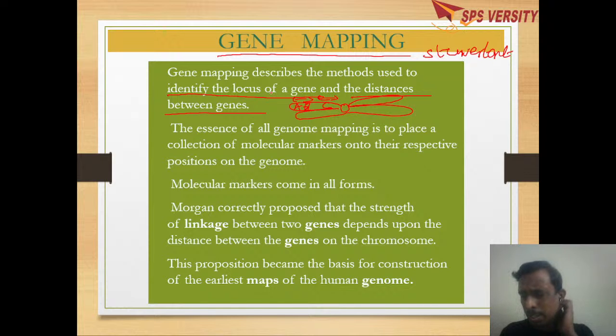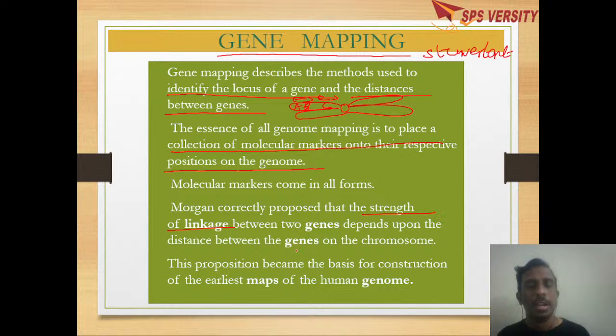What is the purpose of this gene mapping? It is a collection of molecular markers showing their position on the genome. So finally, what Morgan proposed is that when the distance between genes is less, the linkage will be more strengthened.